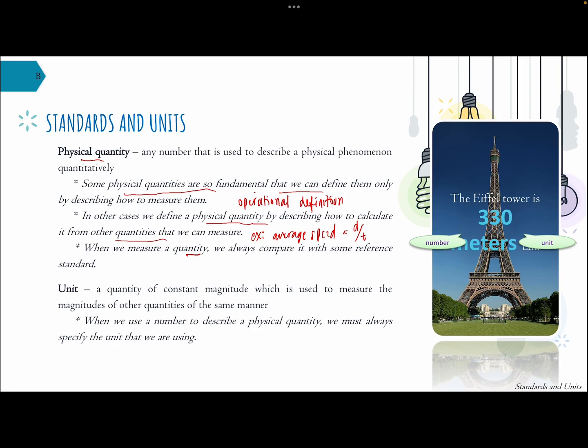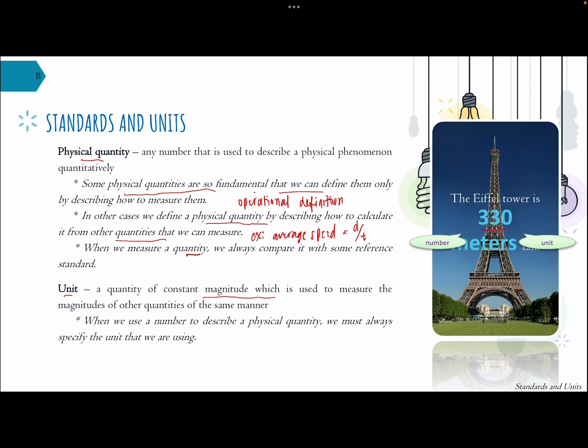So meaning to say, when we say that the Eiffel Tower is 330 meters tall, it is 330 times as long as a meter stick, which we define to be 1 meter long. So, ganun. And such a standard defines a unit of quantity. When we say unit, it is a quantity of constant magnitude which is used to measure the magnitudes of other quantities of the same manner.